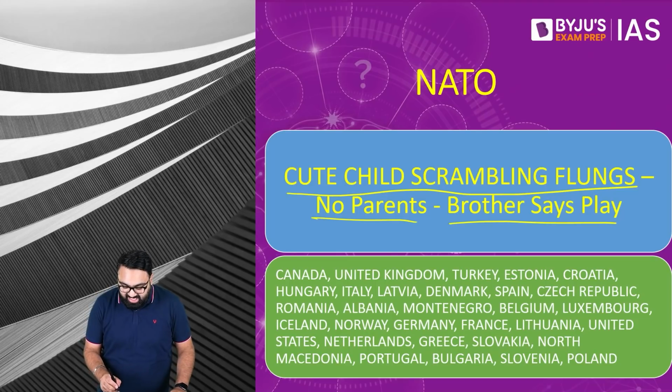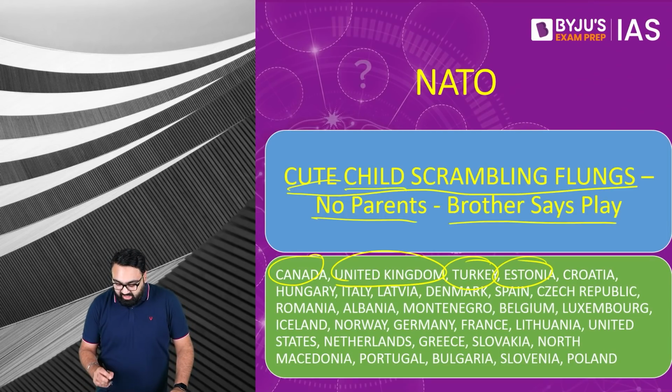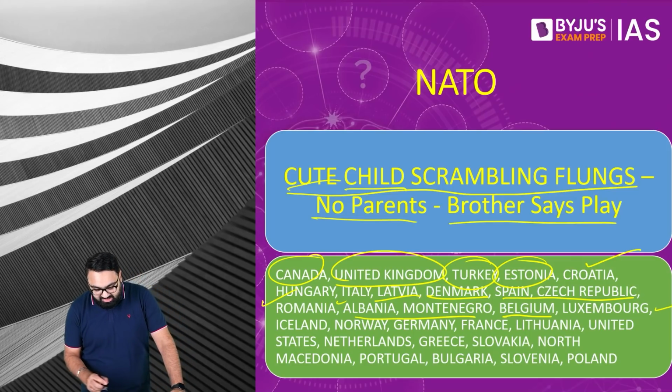Let's start. CUTE, Canada, United Kingdom, Turkey, Estonia. Child, CHILD, that is Croatia, Hungary, Italy, Latvia. Then Denmark. Scrambling, that is Spain, Czech Republic, Romania, Albania, Montenegro. Then B for Belgium. Then we have Luxembourg, Iceland, Norway, and Germany. Flunks, that is France, Lithuania, United States of America, Netherlands, Greece, and Slovakia.